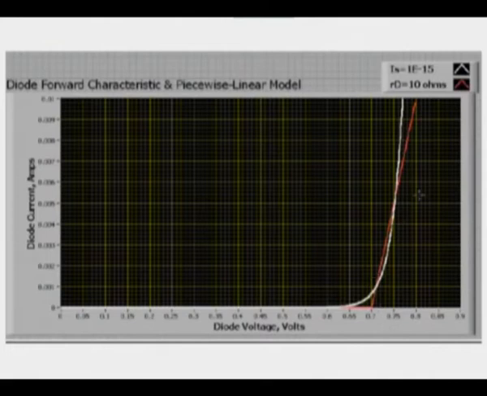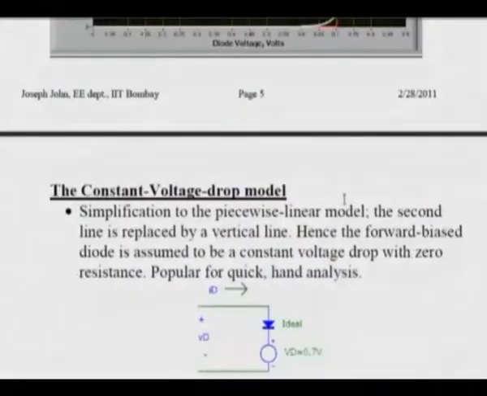Now the issue is, here I have used the series resistance as 10 ohms. Should it be 5 ohms, should it be 15 ohms? That depends on the kind of current at the operating point you want. So if you want a lot of accuracy, you may have to play with it.